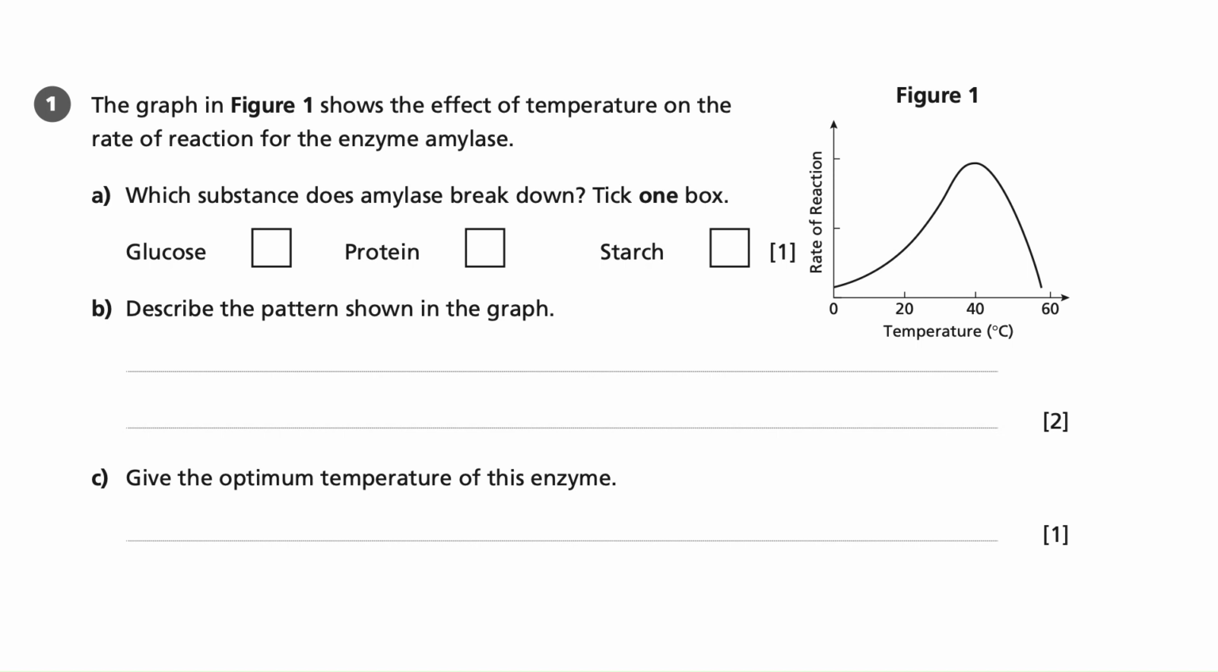vertical axis. And we've got that classic enzyme temperature graph shape with an increase up to the optimum point and then a decrease in the rate of reaction after that. Okay, let's now look at the questions themselves.